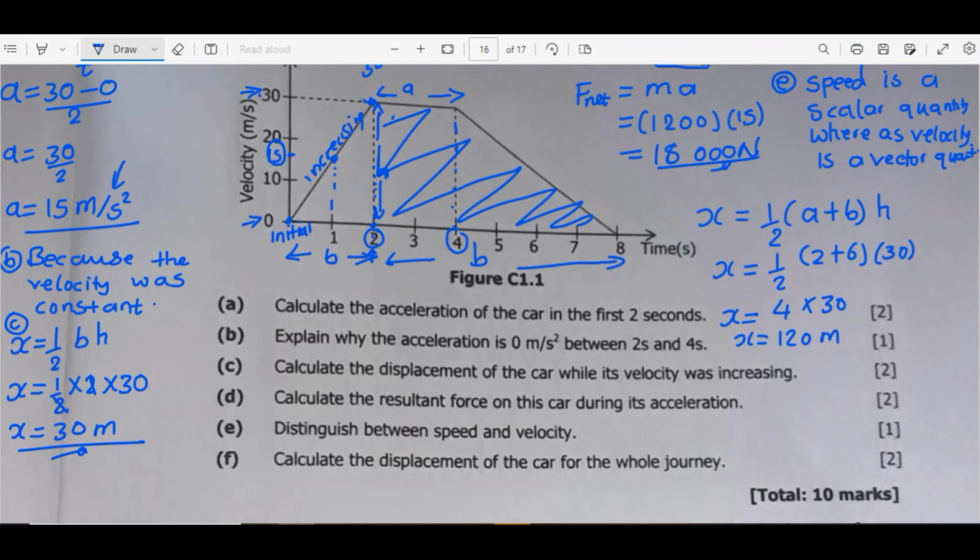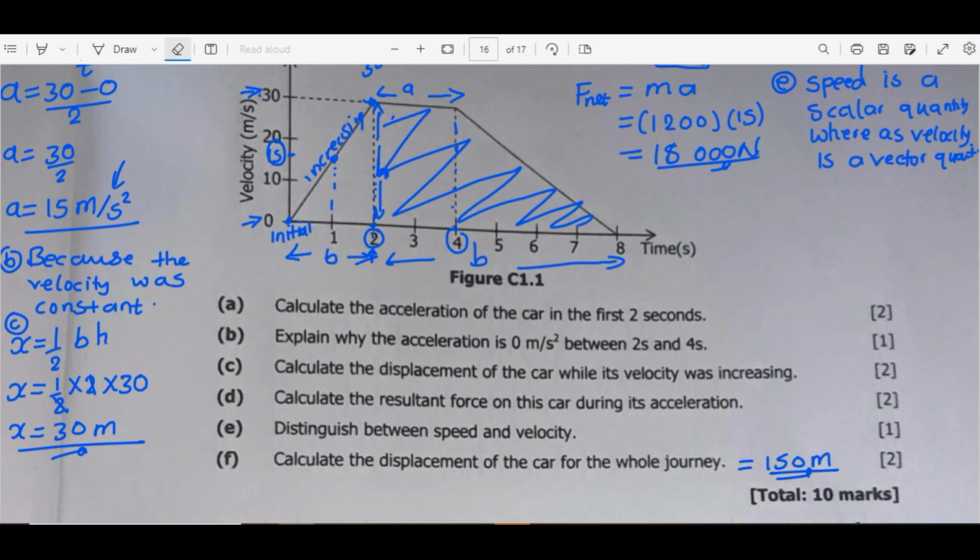So the total distance or displacement is 120 plus 30, which is 150 meters. That is our total displacement. Now what if we want to find the same answer at once? We can find the same answer without breaking our figure in segments. We are going to use the same formula for a trapezium. Distance is equal to half a plus b times the height.